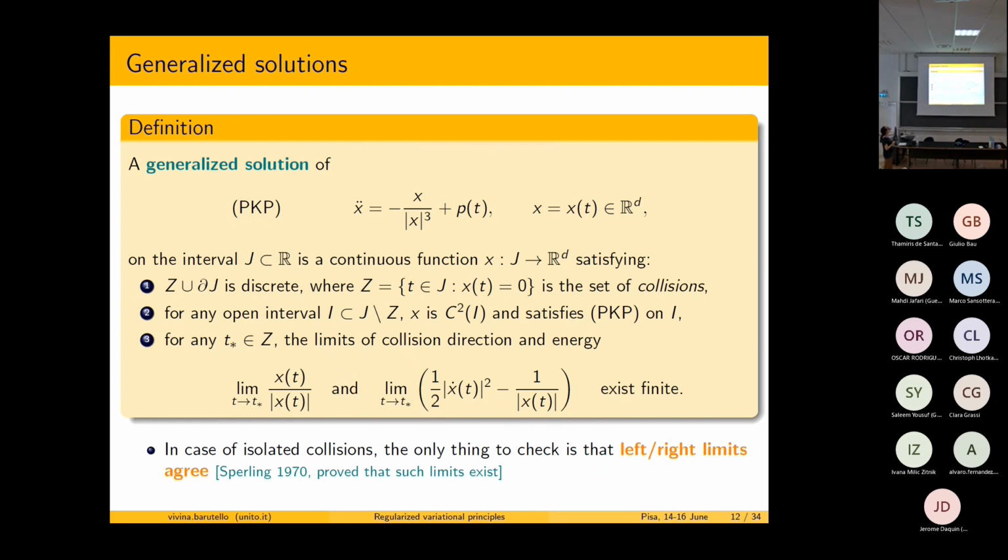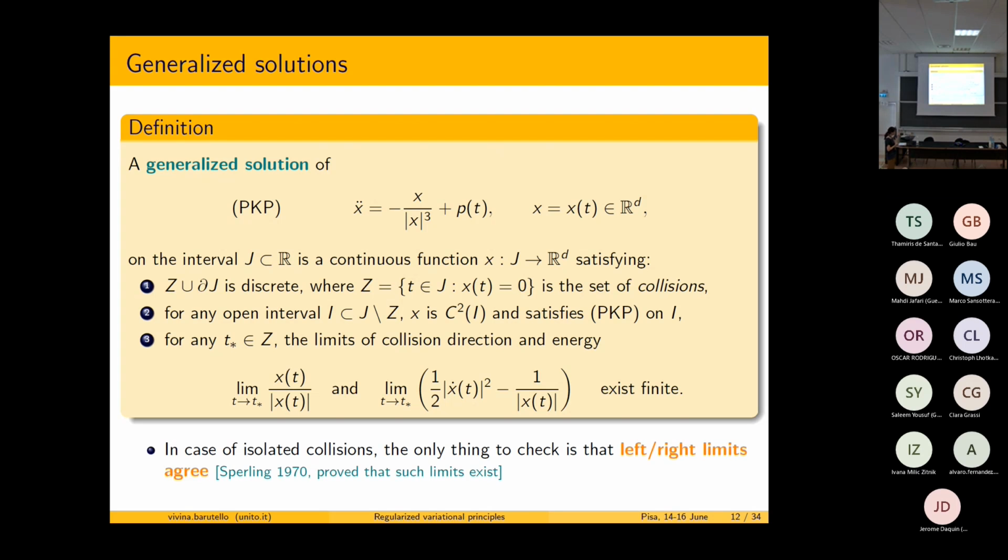And so the definition of generalized solution now is natural. A generalized solution is a solution of the perturbed Kepler problem that on some interval is continuous. It admits at most a discrete set where it vanishes, this set Z here, and for any open interval that does not intersect the collision set, so it's contained in J minus Z, this function is a solution of the classical problem.